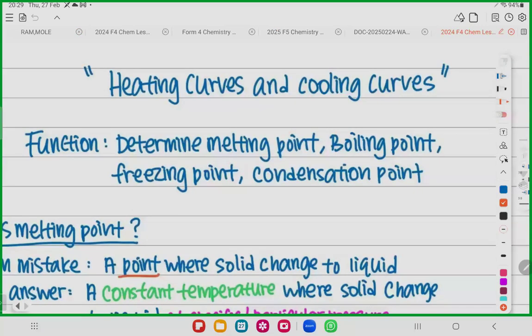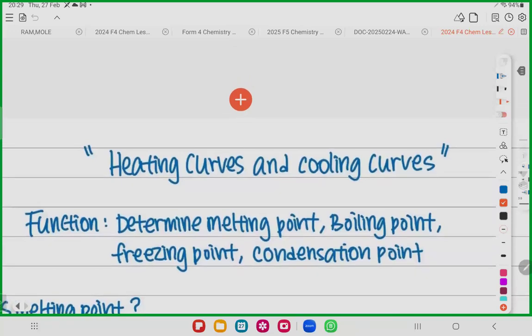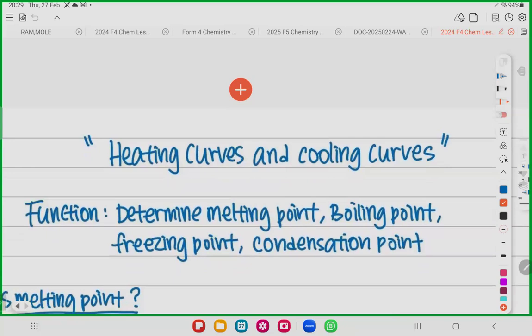They are a graph that can help us to find melting point, boiling point, freezing point, and condensation point. So they are a graph that can help you to find what your melting point, boiling point, freezing point, and condensation point are. This is why we need to learn heating and cooling curve.